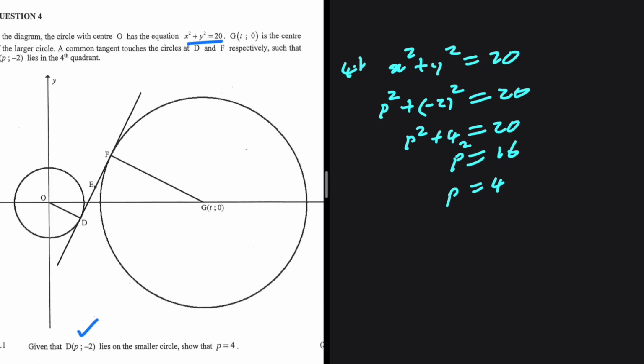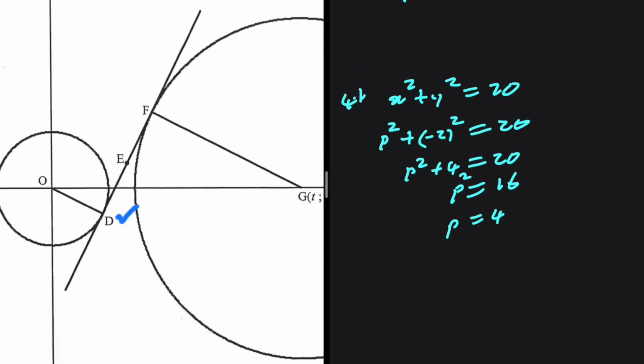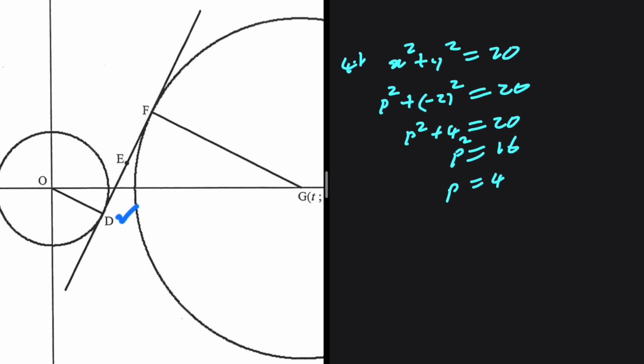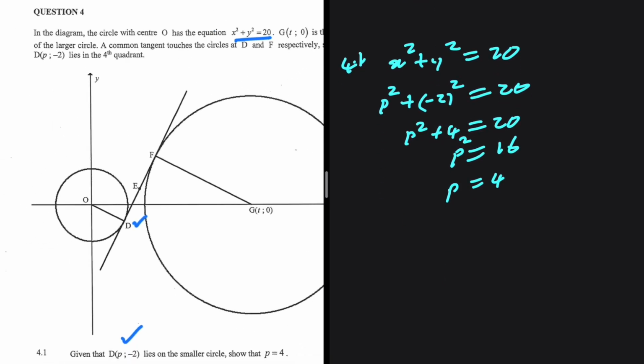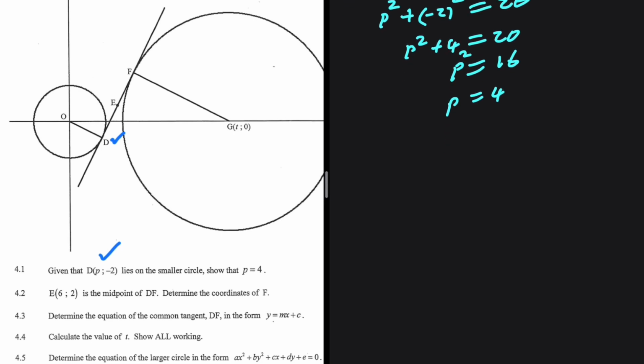Okay, P can be equal to 4 or minus 4. But as we can see, the x value of D should be positive. So that's why we're saying that P is equal to plus 4 and not minus 4. No trickery there whatsoever, just basic stuff. Let's take a look at 4.2.